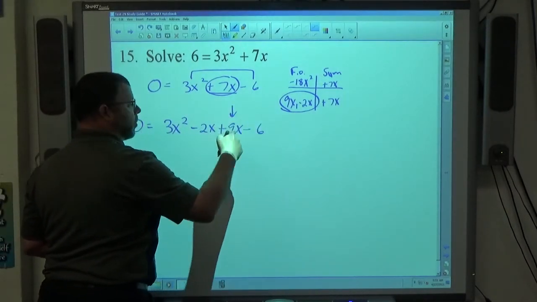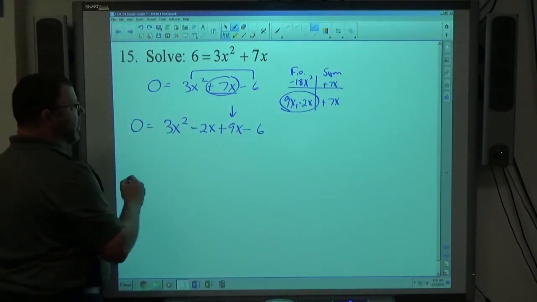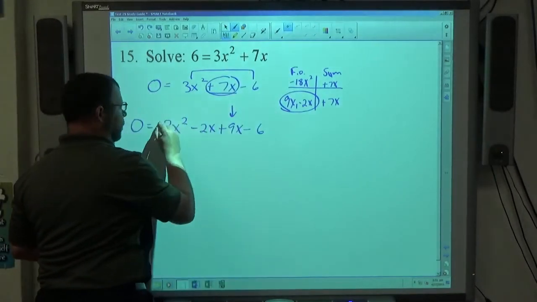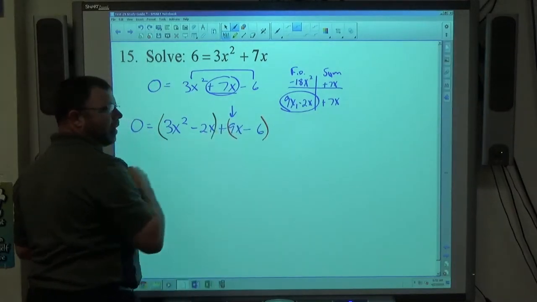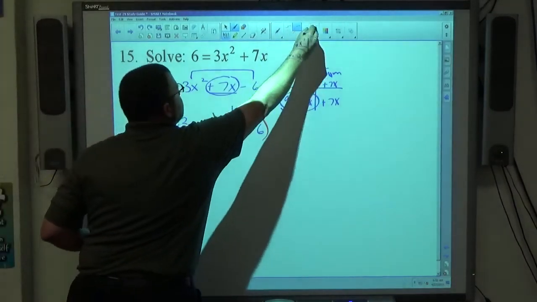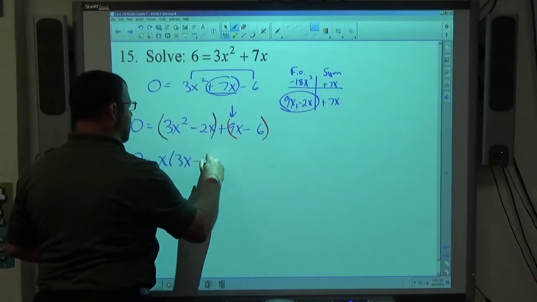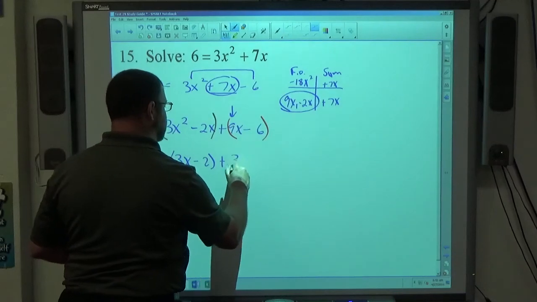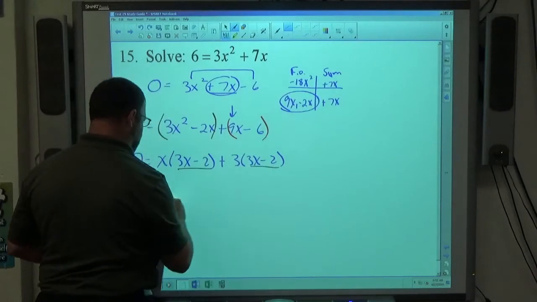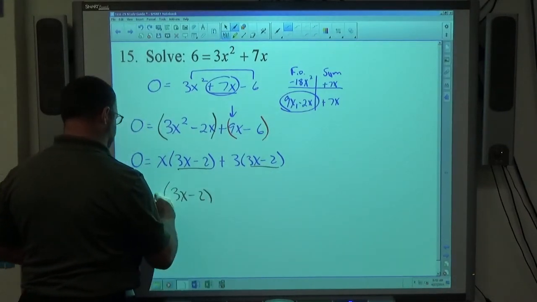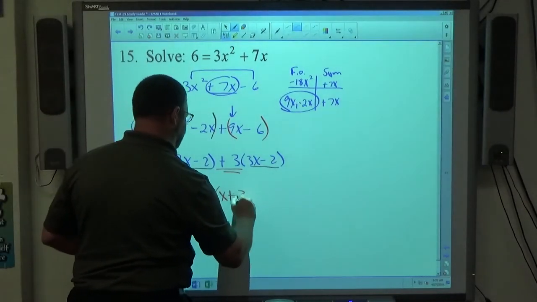Anytime we can get the third position term as a positive, it's useful, and 9x is positive, so I'm going to put it there. I'm going to factor by grouping, so what I'm doing is grouping the first two together and grouping the second two together, and because the third position term is positive, there's a plus in between the parentheses. Common factor in the first group is x. Common factor in the second group is 3. So now we have a common binomial factor, 3x minus 2, and we have greatest common factors of x plus 3.